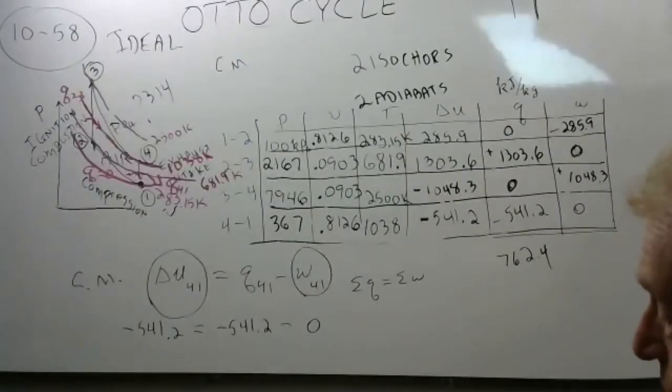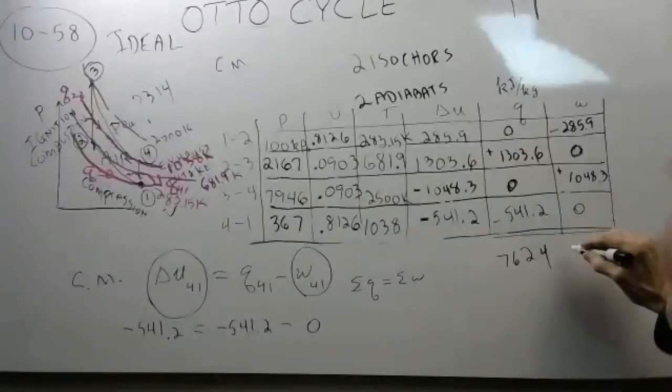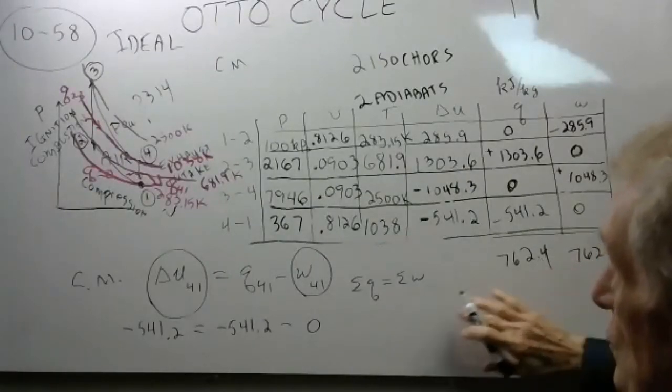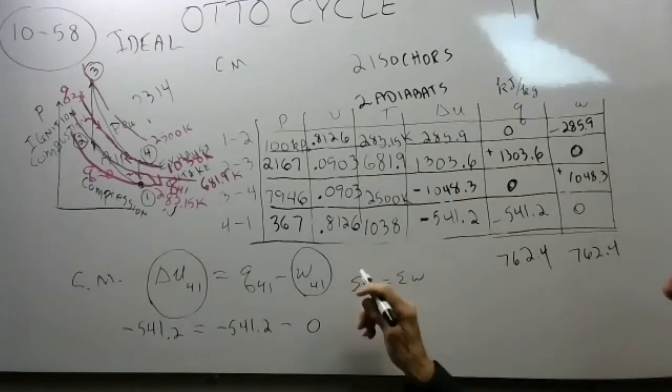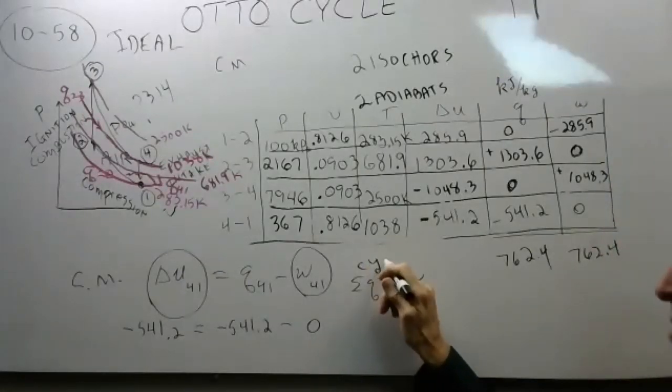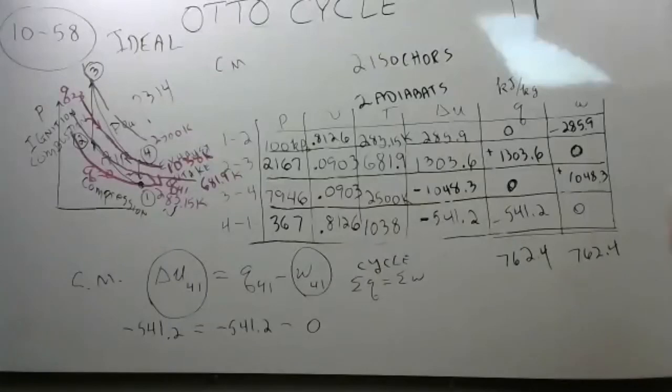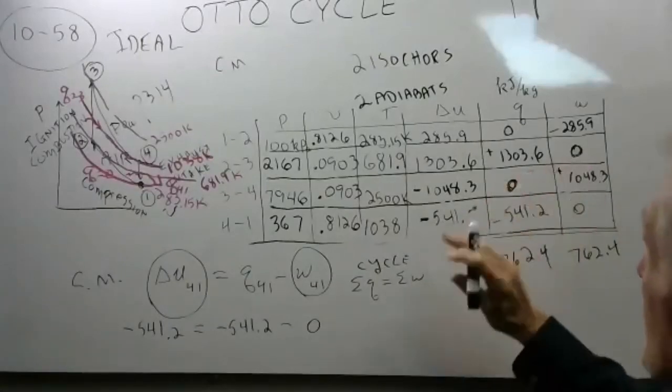Now let's add these up and see what happens. 1048.3 minus 285.9. I'm getting 762.4. Hey, that's good, guys. Look, in a cycle, the sum of the Q's is equal to the sum of the W's. Yay, that's good. Hey, we filled in the chart.